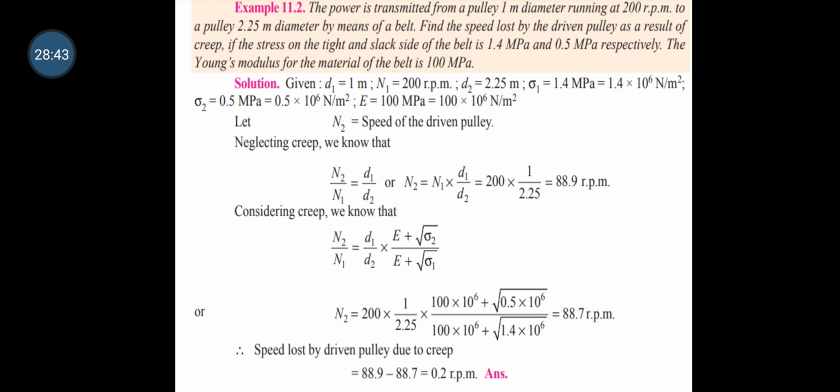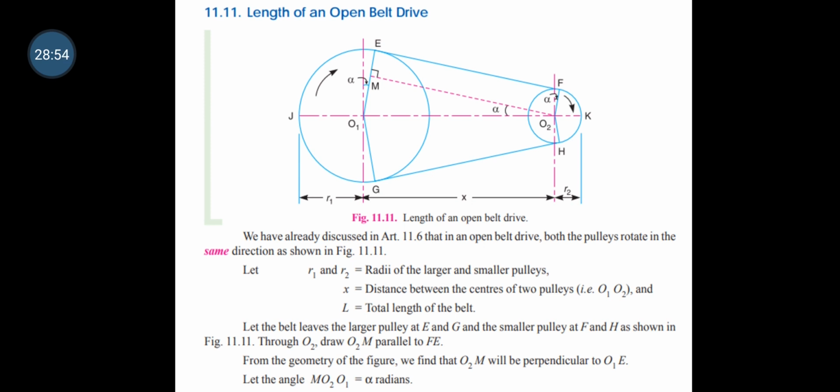And next, we are going to see the length of an open belt drive. How to find out the length of an open belt drive? See the diagram, the length of an open belt drive. Here the driver and the driven pulleys are O1 and O2.